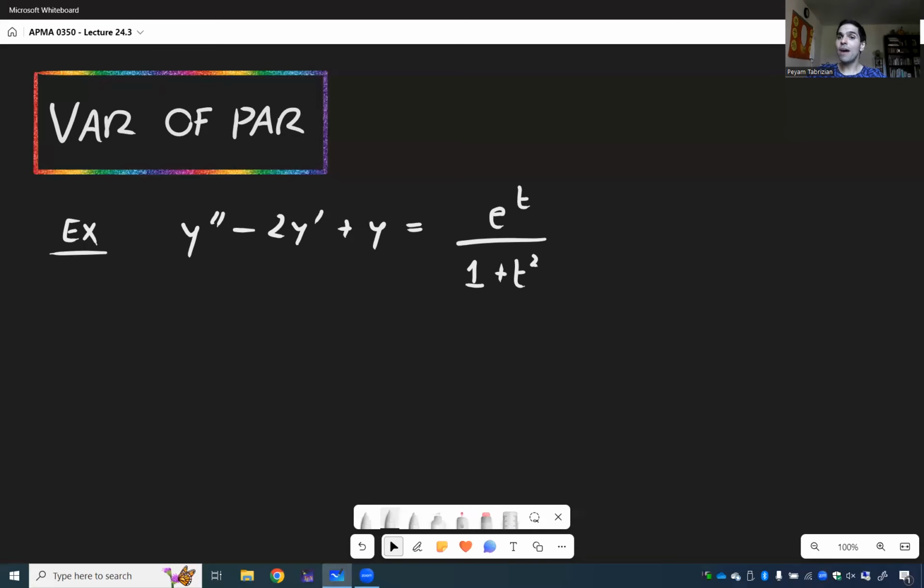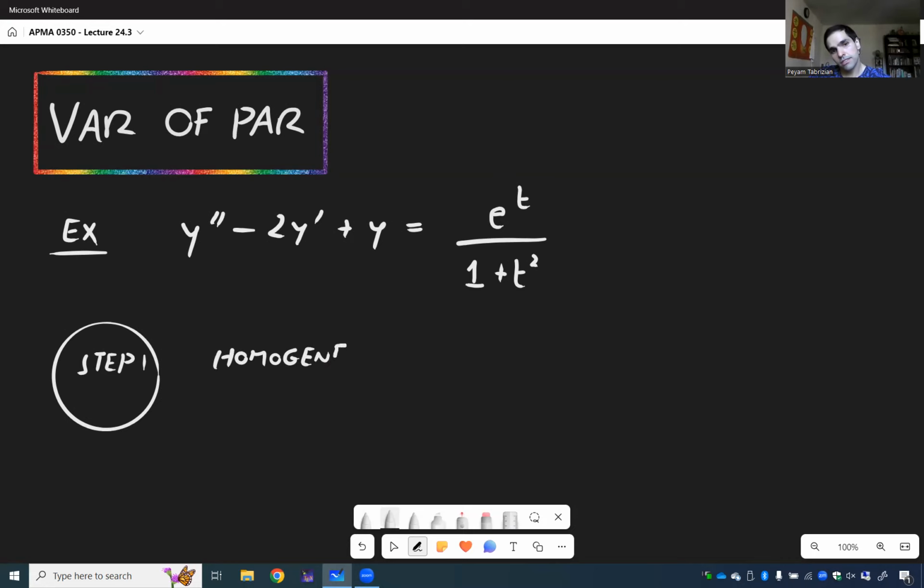All right, let's now go back to Happy Land and do an example of var of par. In particular, find the general solution of y double prime minus 2y prime plus y equals e to the t over 1 plus t squared. And the first step is to find a homogeneous solution.